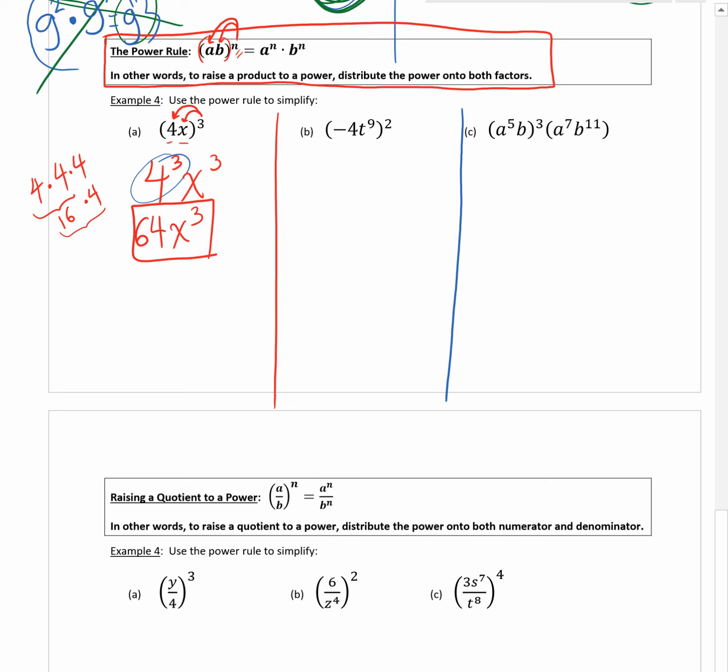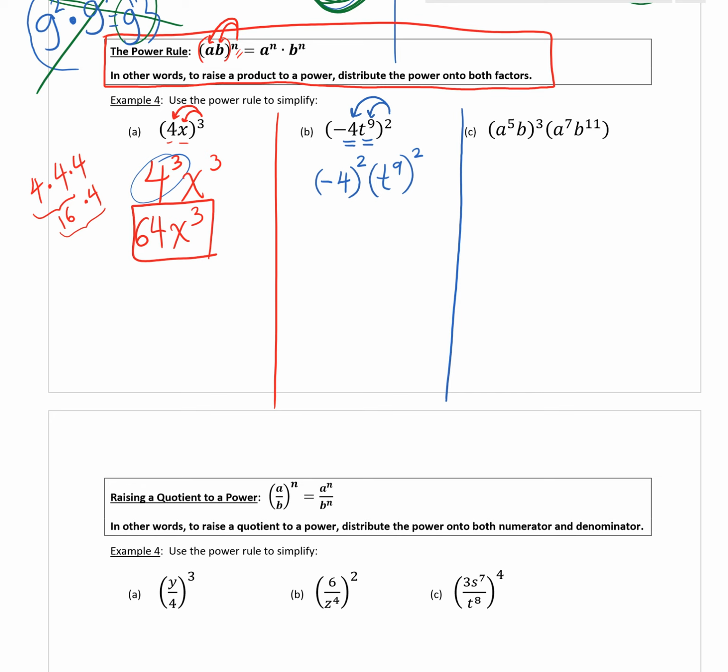Okay, let's try part B here. It looks more complicated, but we still have two things being multiplied in the parentheses. It's -4 times t to the 9th. So I'm free to distribute the second power onto the first item, -4, and then onto the second item, t to the 9th. I might use parentheses around the -4 since it's negative. So be careful. It's not just 4 being raised to the second power, it's -4 being raised to the second power. And I might use parentheses around t to the 9th as well, because I'm worried about how that t to the 9th power and the second power I'm giving it are going to interact.